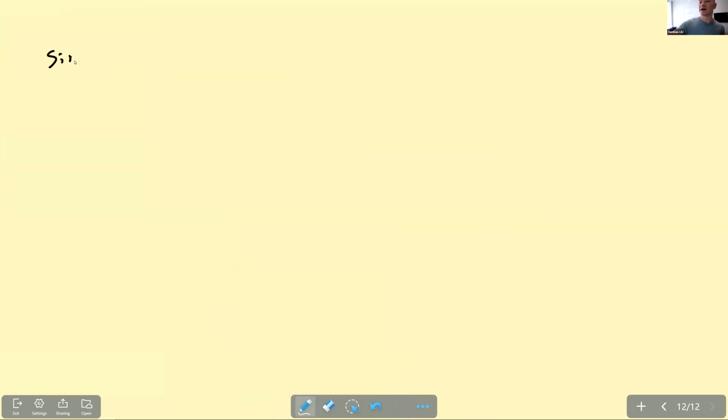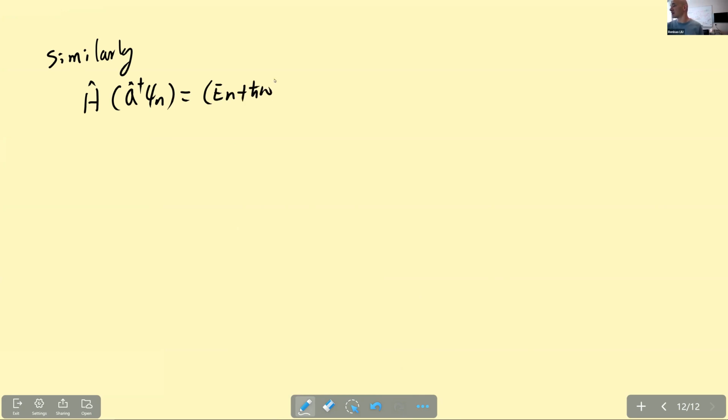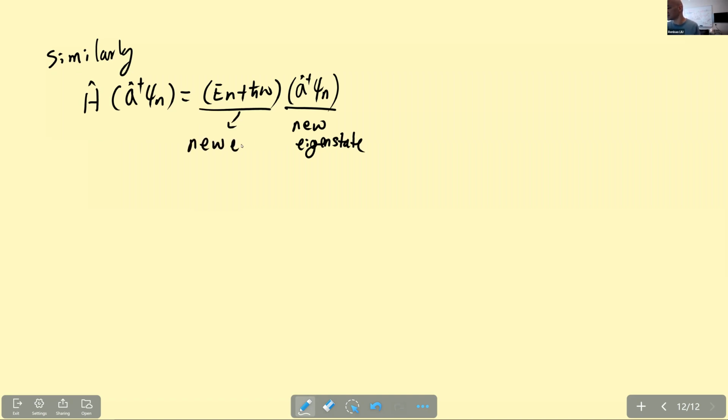So similarly, you're going to have H a† |m⟩ equals (E_m + ħω) a† |m⟩. Just because the commutator is slightly different, right? There's a sign difference. Okay. So that means this is the new eigenstate. This is the new eigenenergy.